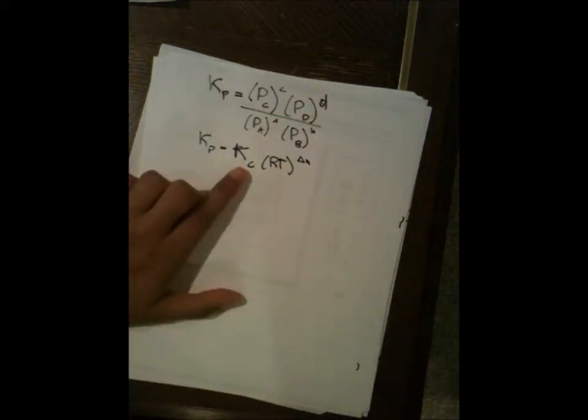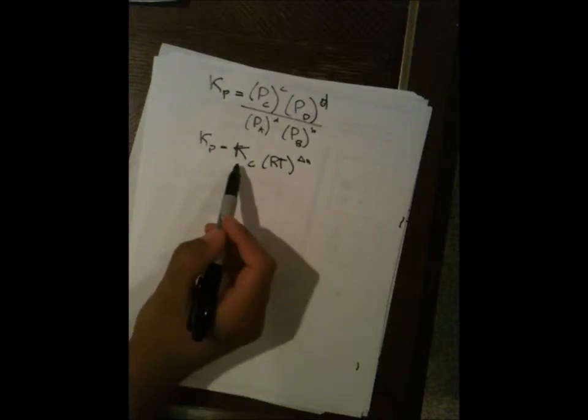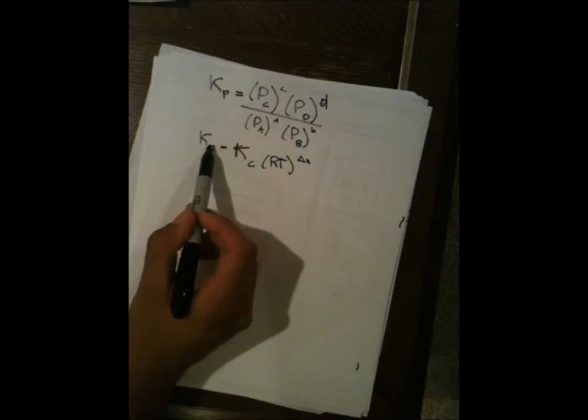Okay? So this is, you know what Kc is. It's the same thing as Kp, but instead of using partial pressures, it uses molar concentrations. Okay? So you have the Kc, and you know the Kp. Now what is R? Hopefully you know what R is by now, because chapter 10, ideal gas law.